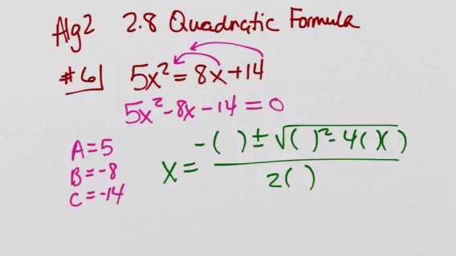If you need more time, go ahead and pause, but what I'm going to do is start plugging in these numbers. B is a negative 8, so they go in those two spots. A is a 5, so it goes in these two spots. And then C is a negative 14.